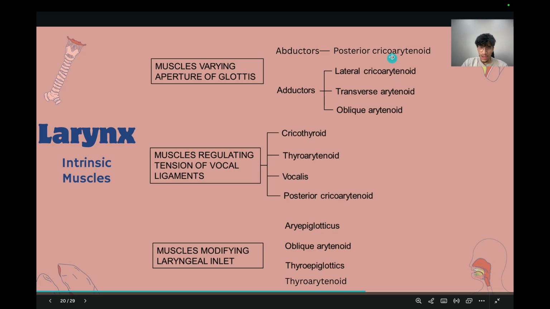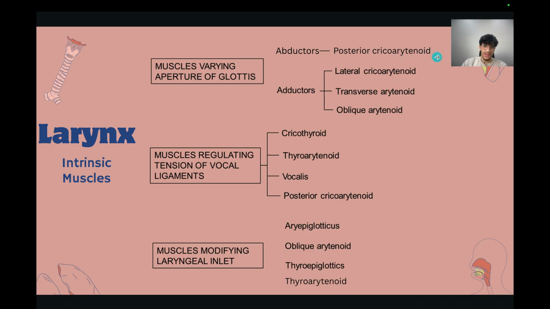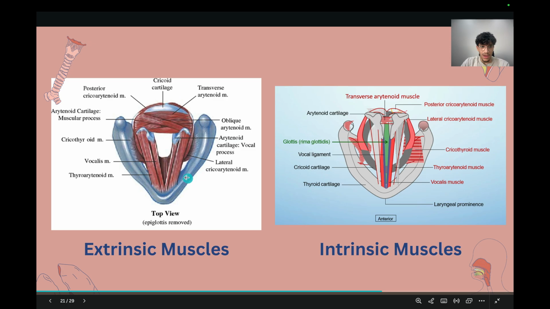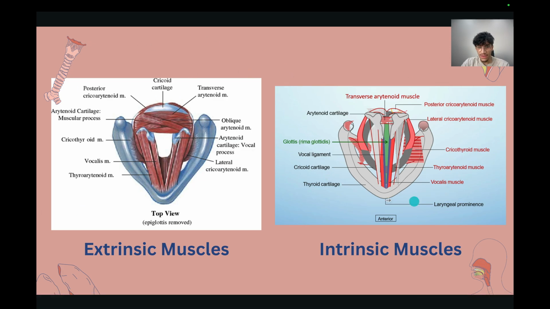So the cricoarytenoid, it connects to the cricoid cartilage and arytenoid cartilage. If you can try to relate it, then hopefully it'll be easier for you. Now here you can see all the muscles. Here you have the extrinsic, and here you have the intrinsic.